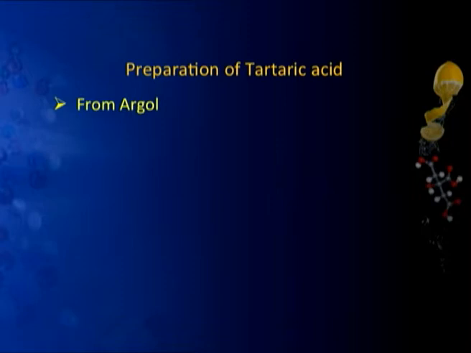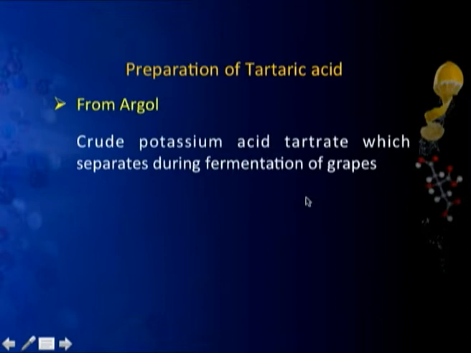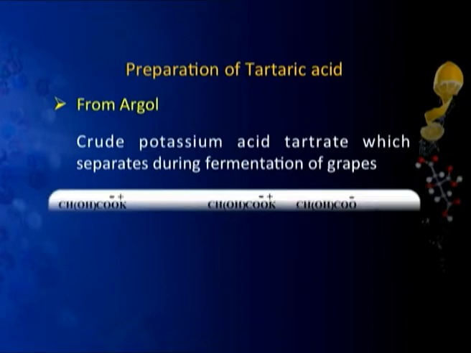When grape juice is kept for some time, some precipitate comes out of it which is called argol. Argol is actually potassium acid tartrate, meaning tartaric acid where one carboxyl is present as potassium salt, and this separates during the fermentation of grapes. When grape wine is prepared, it gets separated.